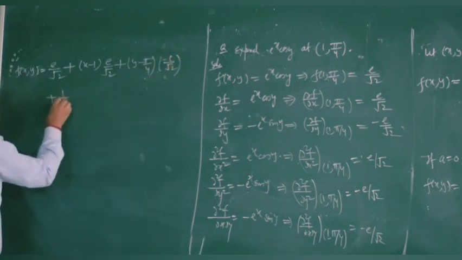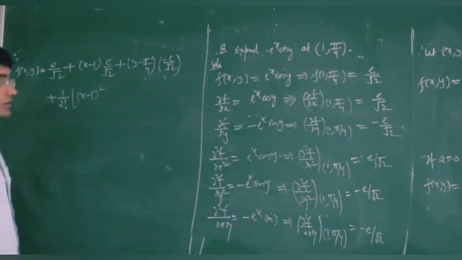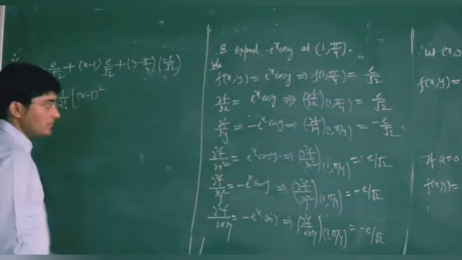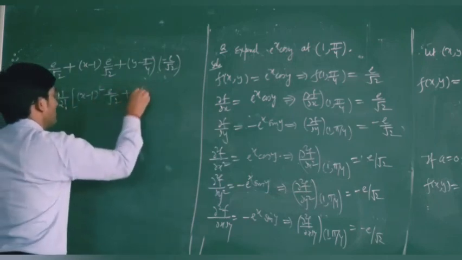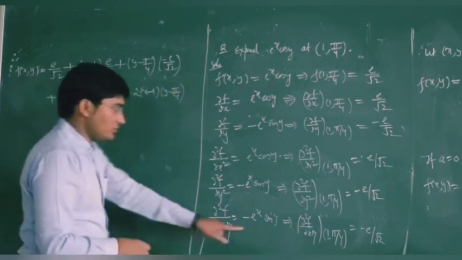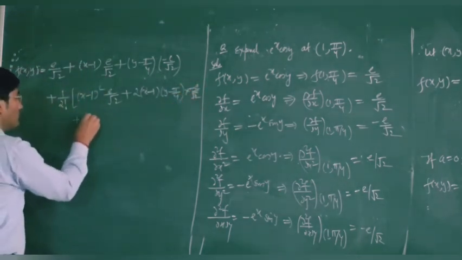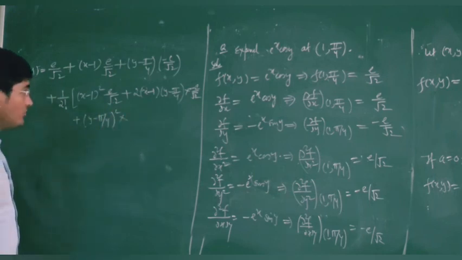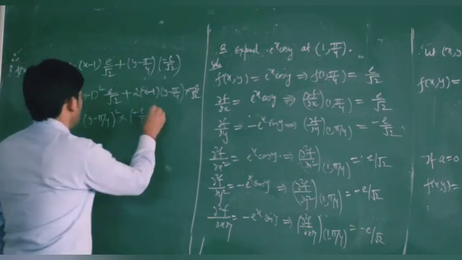Then we will have 1 upon factorial 2, (x minus 1) whole square into the double derivative with respect to x, which is e upon root 2. Then we will have 2 times (x minus 1)(y minus pi by 4), and the double derivative, this one, is minus e upon root 2. Then we will have (y minus pi by 4) whole square, and del 2f upon del y2 is minus e by root 2. So this is our solution.